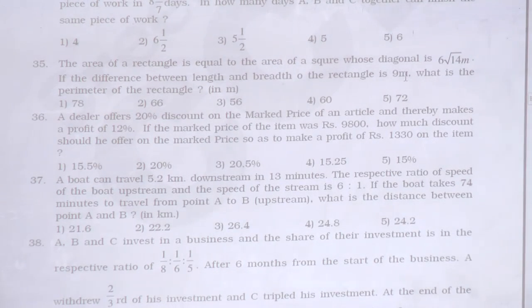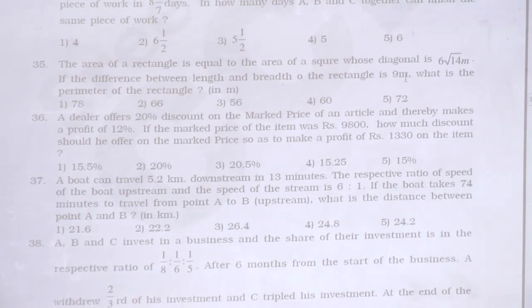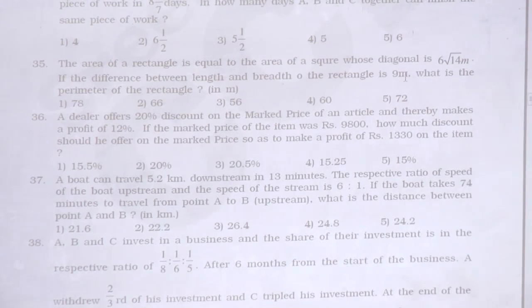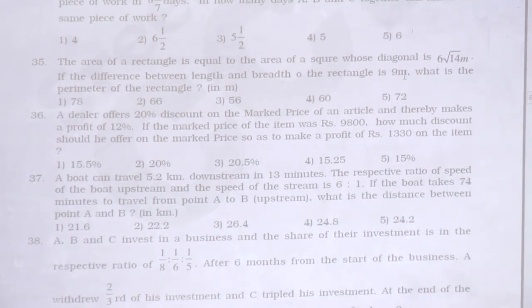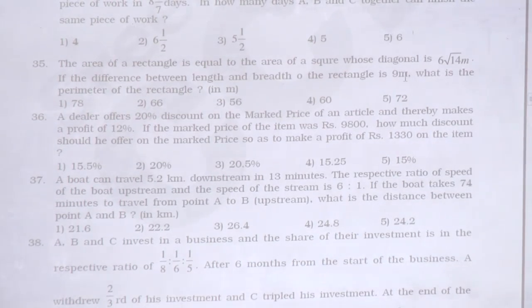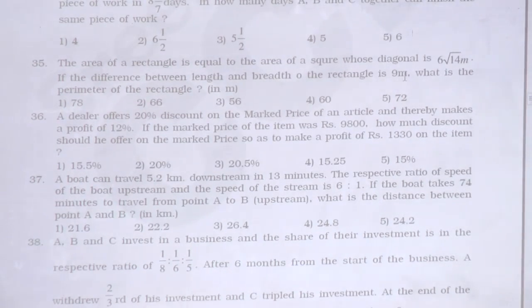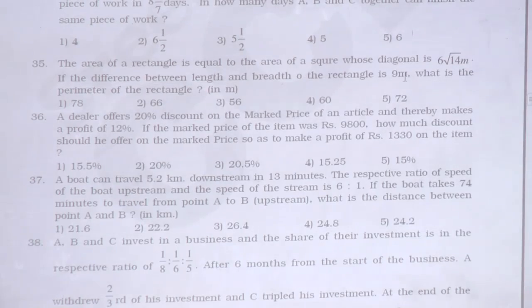Next, a dealer offers 20% discount on the market price of an article and thereby makes a profit of 12%. If the market price of the item was 9,800, how much discount does he offer on the market price so as to make a profit of 1330 on the item? He is expecting a profit of 1330.